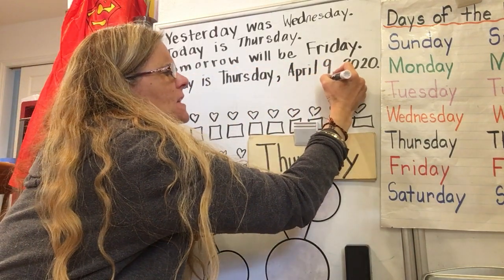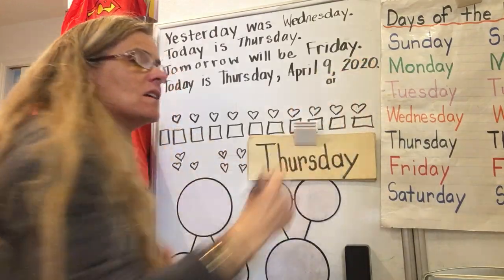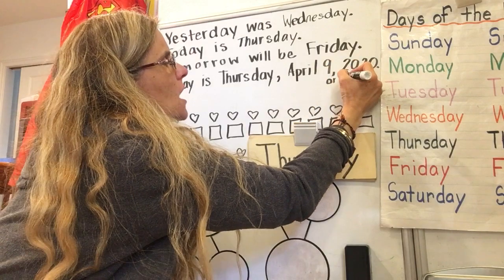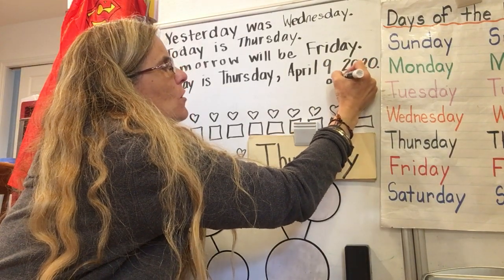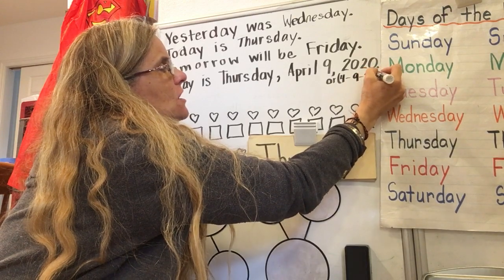Or, I'm going to put it small over here because I need this space. Or, January, February, March, April. Or, 4, here those rhyme. 4-9-20.